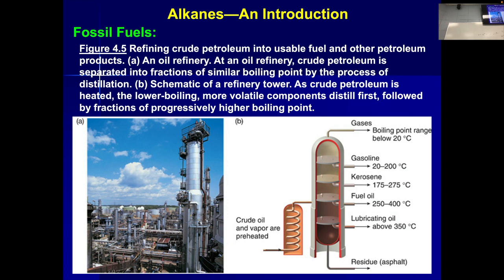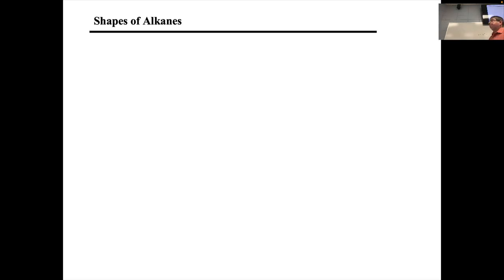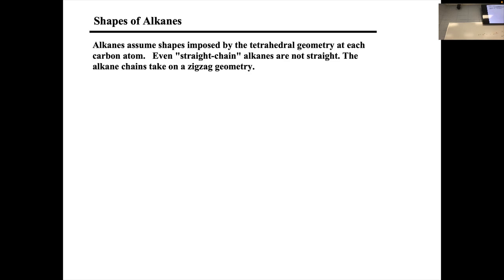Okay, so you can see gasoline doesn't have a terribly high boiling point range relative to the others, right? Anywhere from 20 degrees to 200 degrees Celsius, and so forth. Okay? All right. Enough history. Let's talk about the shapes of alkanes. You are going to hear me say straight chain alkane, and you're going to hear me use the word branch, and you're going to hear me use a lot of different words like that. And you've got to know what this means.